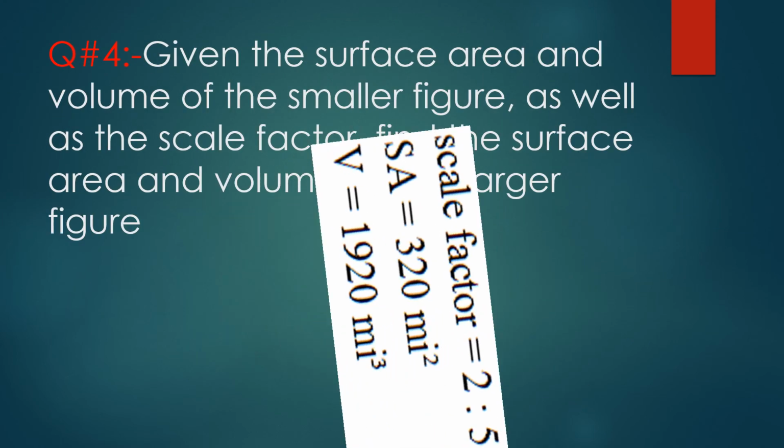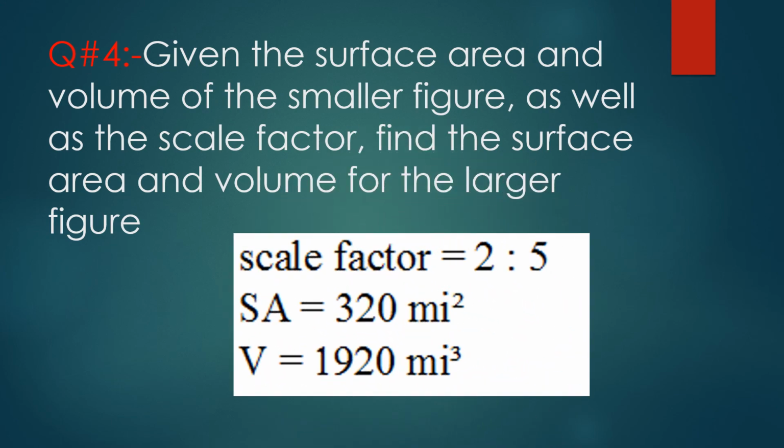Let us see example number 4. Given the surface area and the volume of the smaller figure, as well as the scale factor, find the surface area and the volume for the larger figure. This question will be left as an assignment for you, but let me give you some clues. The scale factor is given as 2 to 5, the surface area of the smaller figure is 320 miles squared, and the volume is 1920 miles cubed.